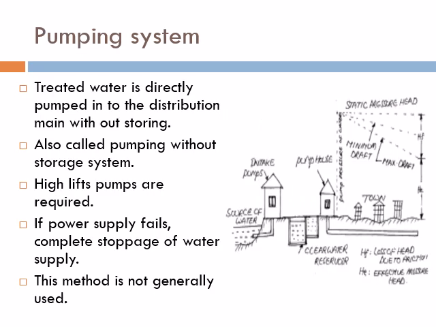Next is the pumping system. That is, treated water is directly pumped into the distribution mains without storing, and it is also called pumping without storage. High lift pumps are required in order to supply the water, and if the power supply fails, complete stoppage of water supply will occur. So this method is not generally used.